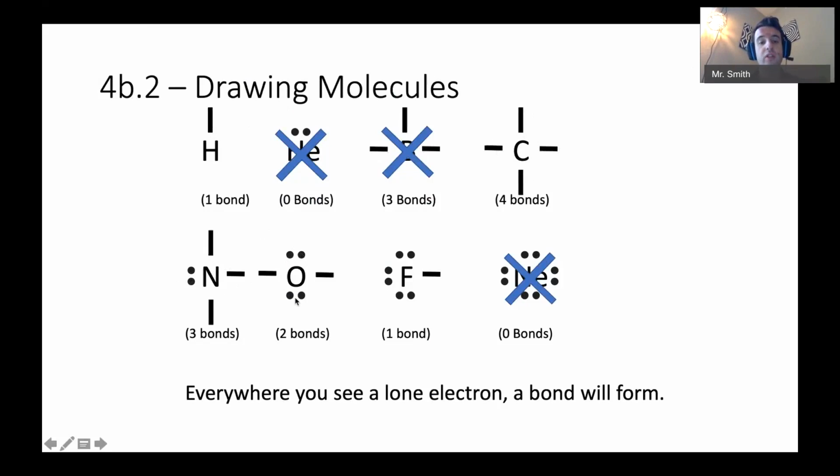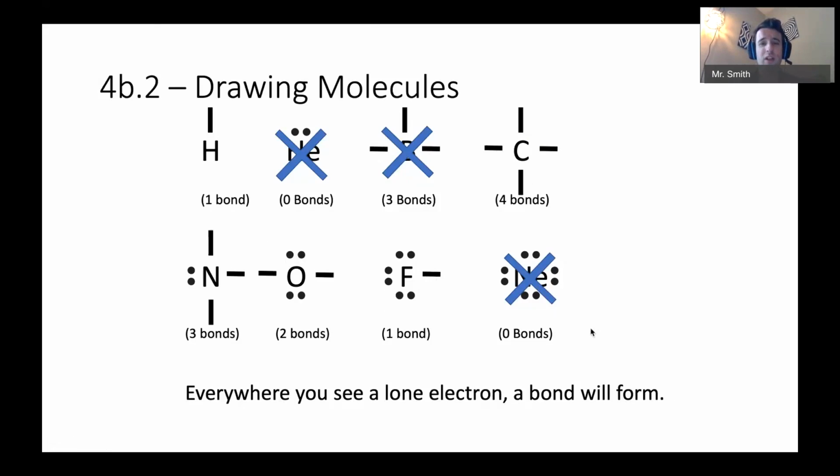Oxygen's got 4 dots and 2 lines. So again, that's 8. And fluorine's got 6 dots and a line. Again, that's 8 because each line is worth 2 electrons. So yeah, that's kind of one of the fundamental rules. Everywhere you see a lone electron, a bond will form. And that's pretty much everything you need to know about Lewis dot structures.